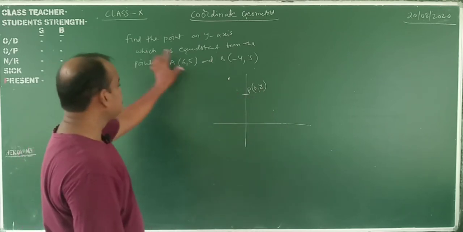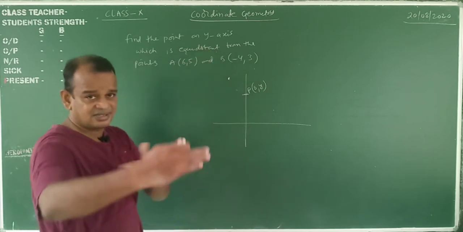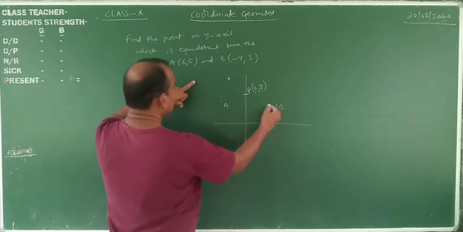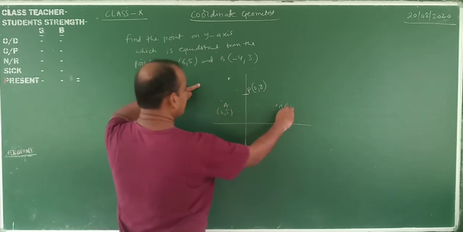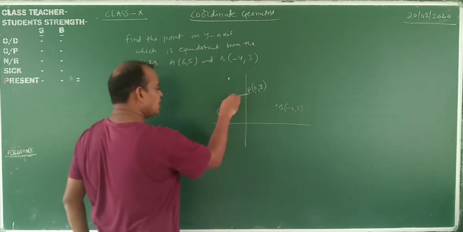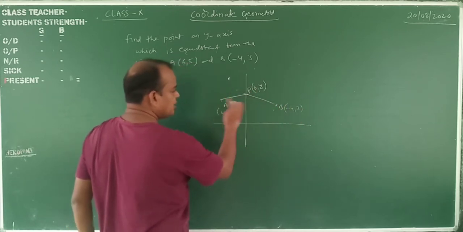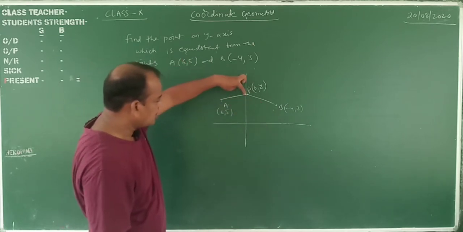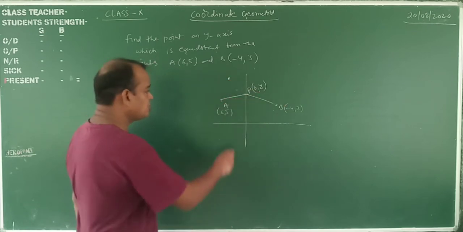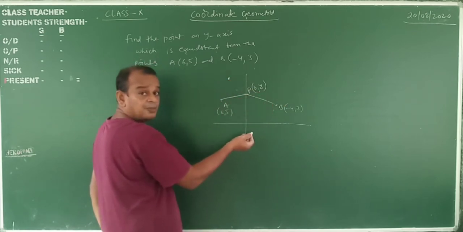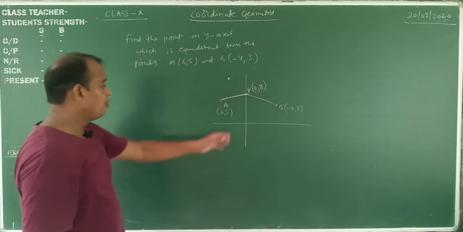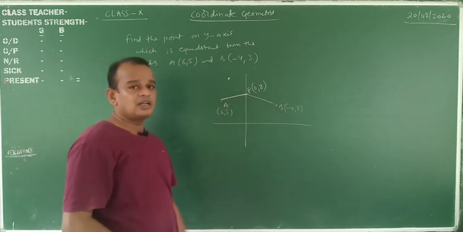This point P is equidistant, meaning equal length, from A and B. Suppose here is A, here is B, with A(6, 5) and B(-4, 3). The distance from P to A and the distance from P to B are equal. Suppose this is 3 meters and this is 3 meters. What is given? PA is equal to PB, which means the point on the y-axis is equidistant from A and B.